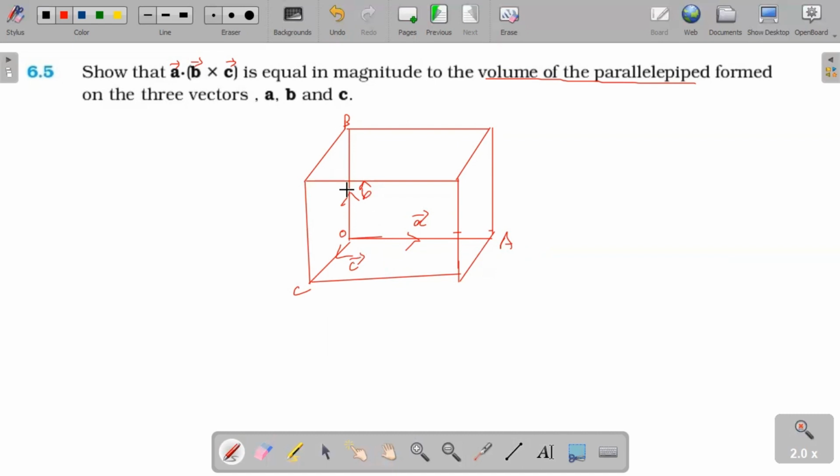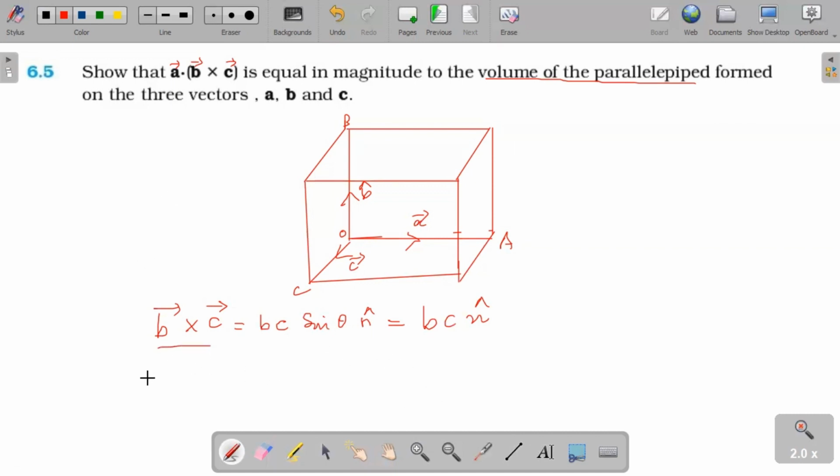We know B vector cross C vector is equal to magnitude of B, magnitude of C, sine theta n cap. Here it is clear that the angle between B and C is 90 degrees, so sine 90 becomes 1. B C n cap. This is B cross C.